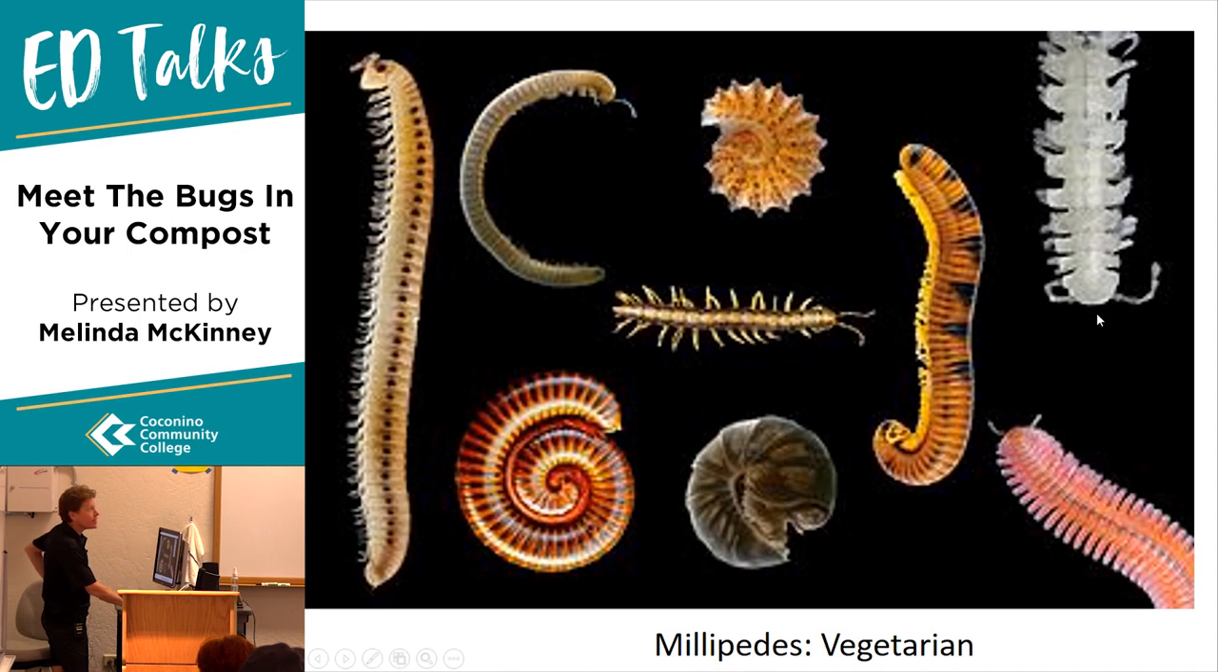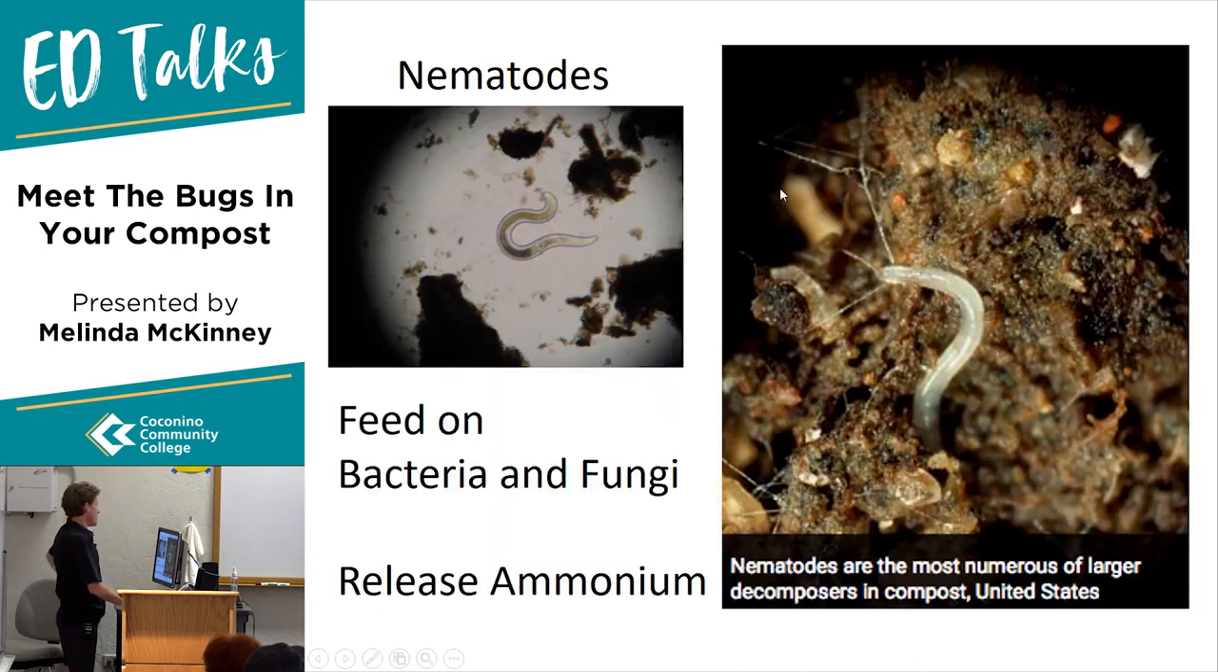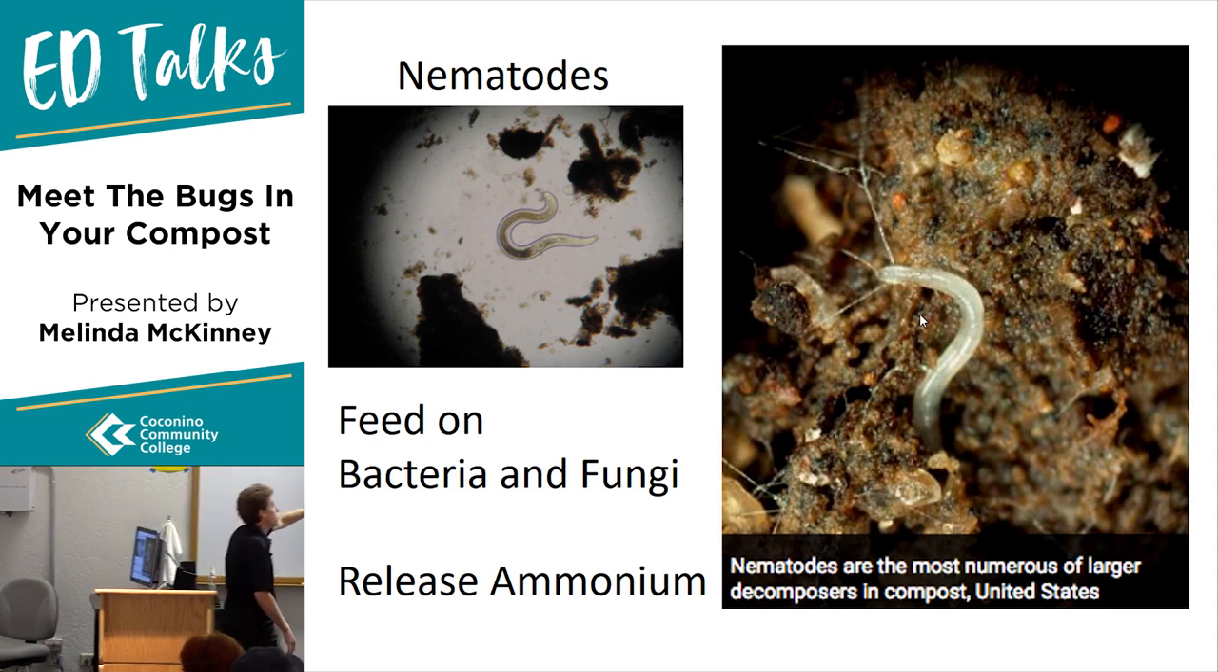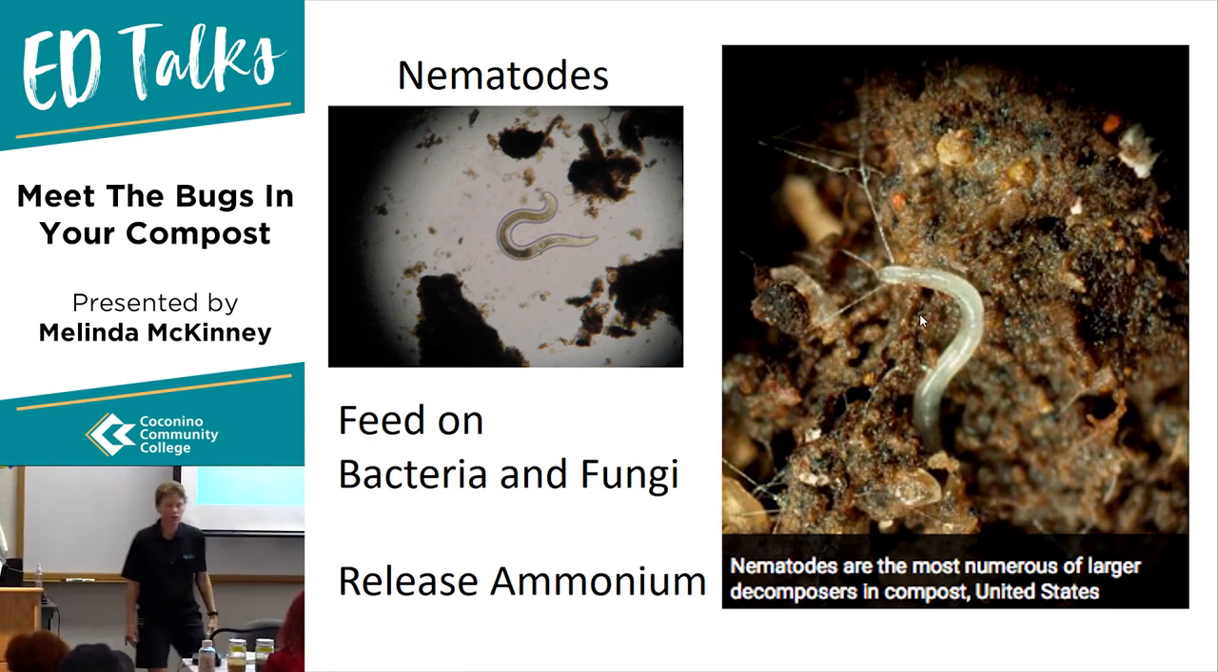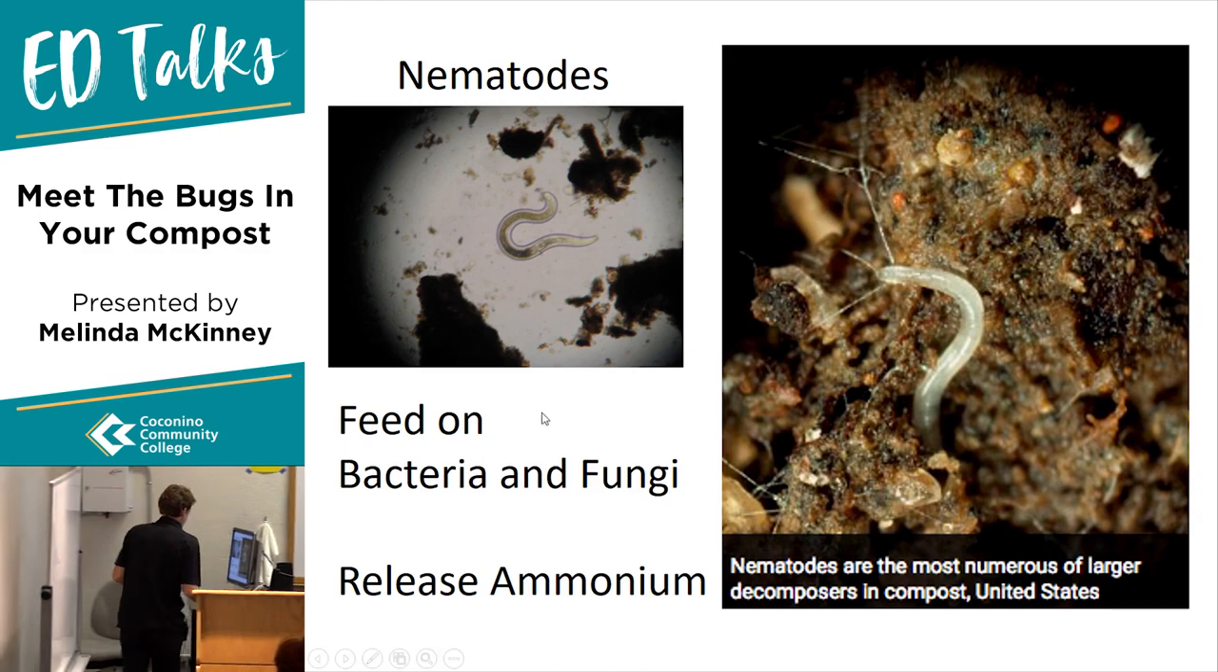Okay, these are millipedes. They're actually really friendly. They're vegetarian, so you don't have to worry about them biting you or stinging you. They don't have 1,000 legs, but they do have quite a few. Each segment has a pair of 2 legs. Okay, nematodes. These are actually in the arthropod family because they molt. They're roundworms, and so they feed on bacteria and fungi. They release ammonium, which is a type of nitrogen that's really good for the process.